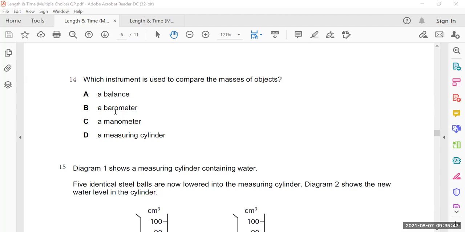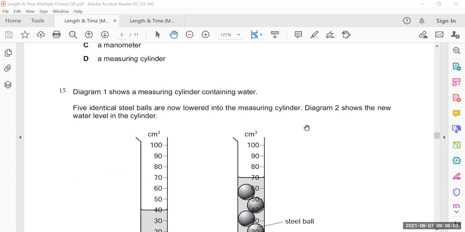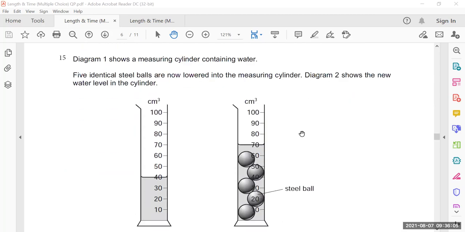Now, okay, children, the answer for question number 14 is A. Kim said A, Vansh said A. Even though we have not discussed it, you are able to give the right answer, children. Excellent, Kezia, good. Yeah, all of you have given the right answer. Question number 15.